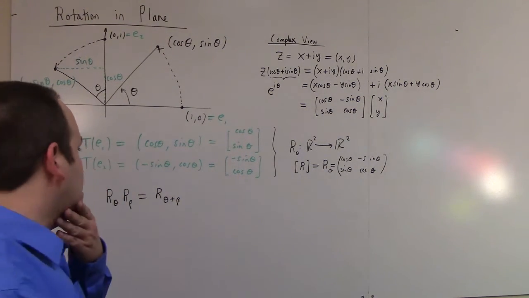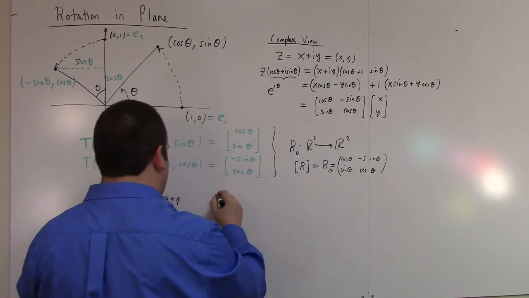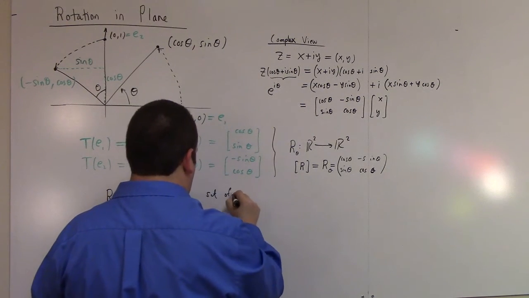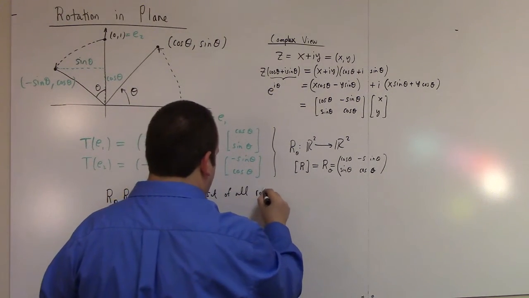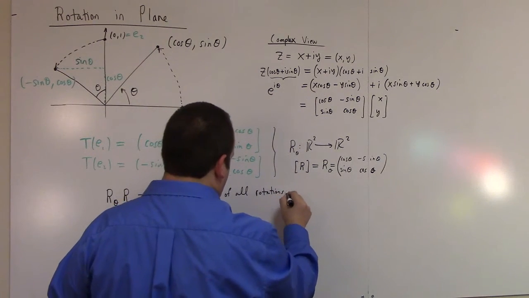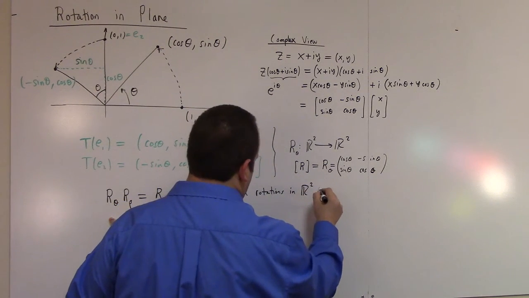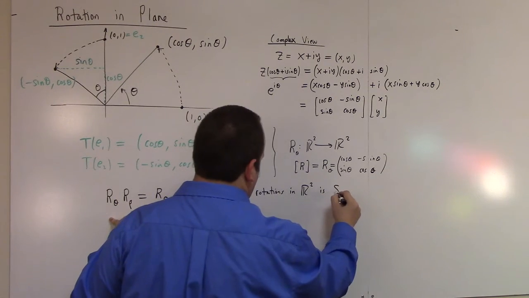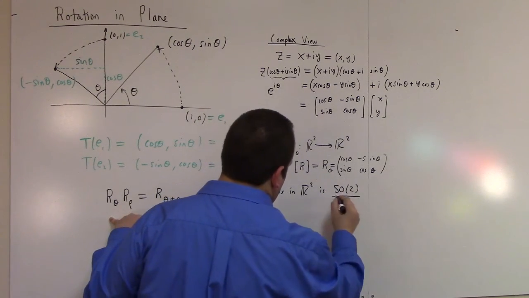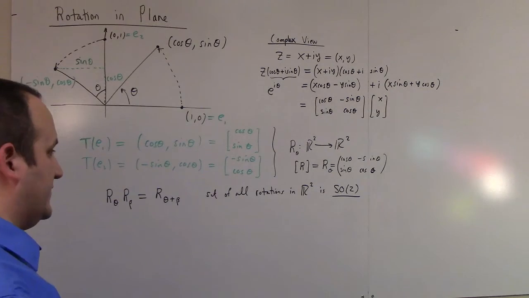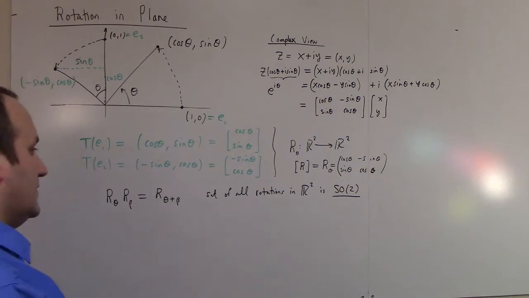Now, if you look, these form a group, right? The set of all rotations in the plane is denoted SO2, the special orthogonal group of order 2.